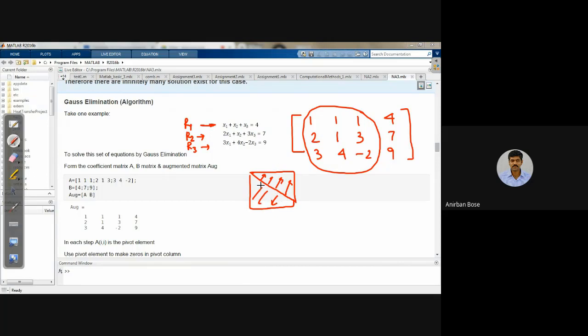Lower triangular means that non-zero values may be there in the lower part, but everything above the diagonal will be 0. That is lower triangular. So let us convert it into an upper triangular matrix. There may be different ways we can do that, but just observe what we are doing.